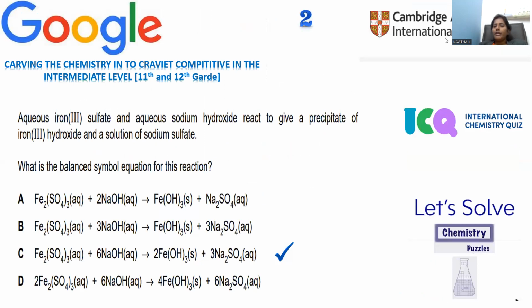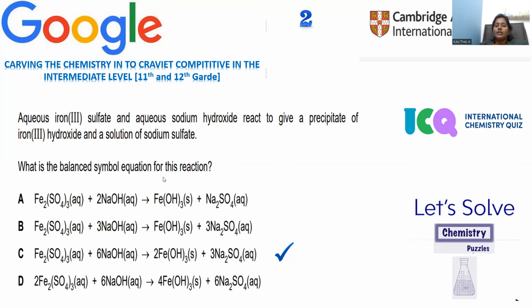Question number 2 is collected from Cambridge Assessment International Education. The question is from the inorganic section, where we have to go for a stoichiometric relation. Stoichiometry stands for what? The balanced equation. How can we balance the equation in terms of atoms and everything, right? Aqueous iron(III) sulfate and aqueous sodium hydroxide are reacted to give a precipitate of iron(III) hydroxide and a solution of sodium sulfate. So in the simple way they're asking the question, they are giving the reactants and products as well, right? So whenever reactants and products are given, the only thing we need to solve is the balanced symbol equation.